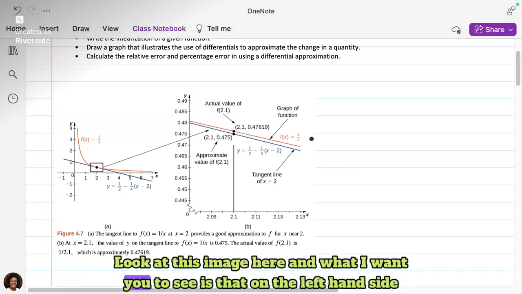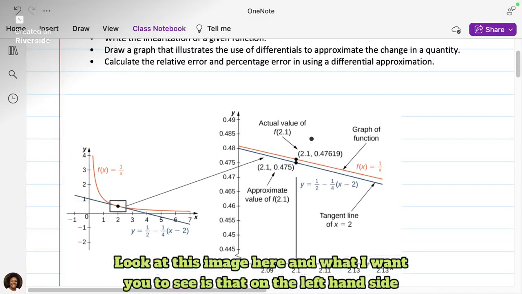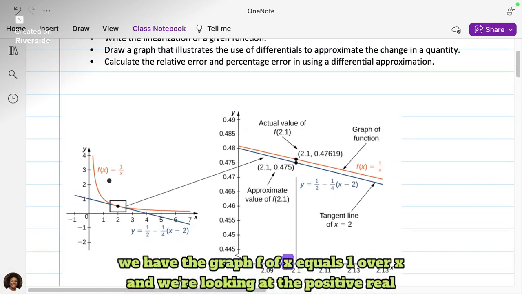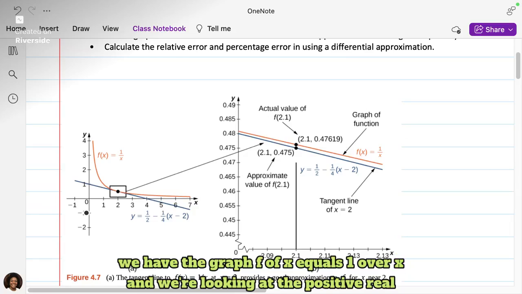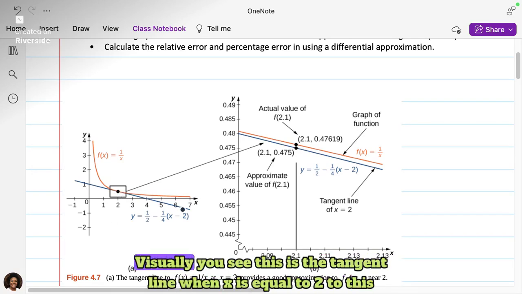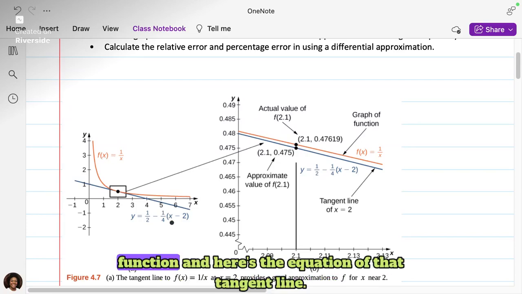And what I want you to see is that on the left-hand side, we have the graph f of x equals 1 over x. And we're looking at the positive real numbers in the domain and looking at the value when x is equal to 2. Visually, you see this is the tangent line when x is equal to 2 to this function. And here's the equation of that tangent line.